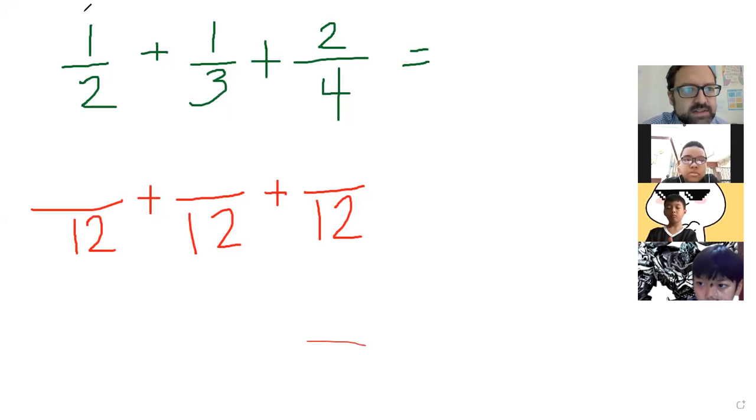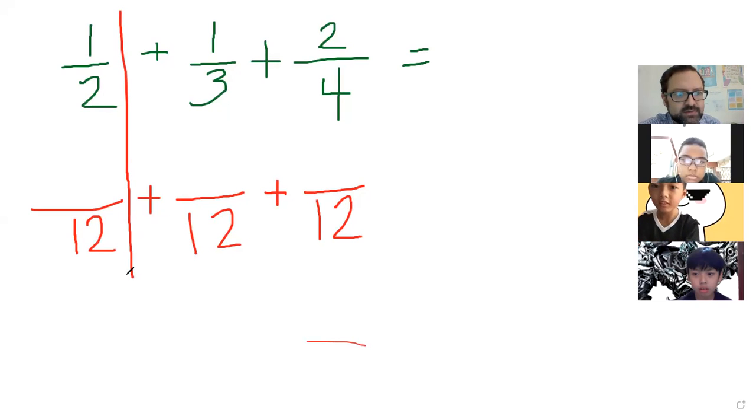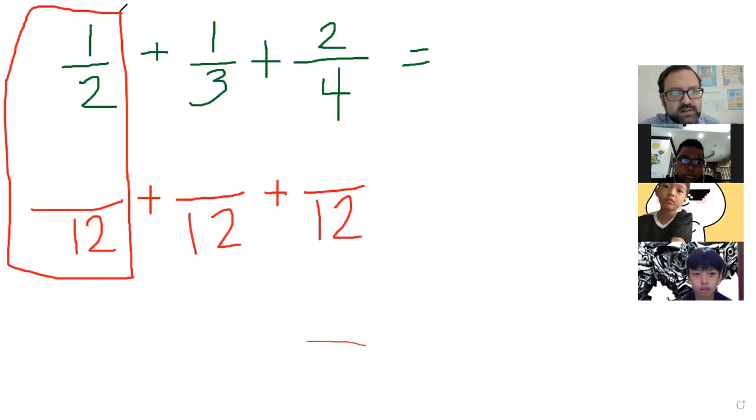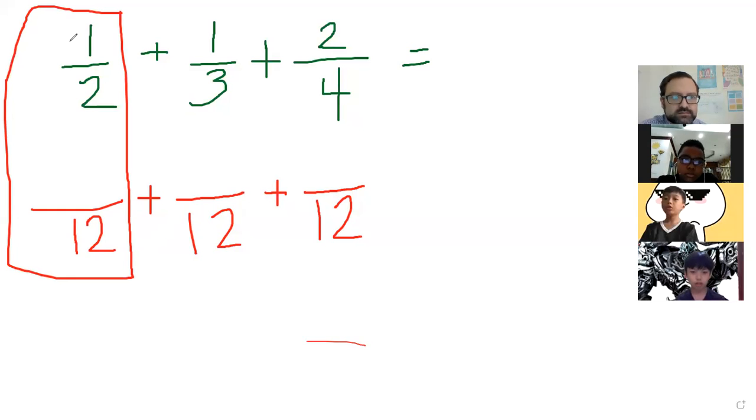Okay, all right. In the meantime, let's work on solving this. Kim Sai, I want to change 1/2 into 12s here, okay? Yep. All right, so 2 times what is 12, Kim Sai? 6. All right, so let's do the same thing to this top number. What number goes here? 6. All right, 1/2 is equal to 6/12.